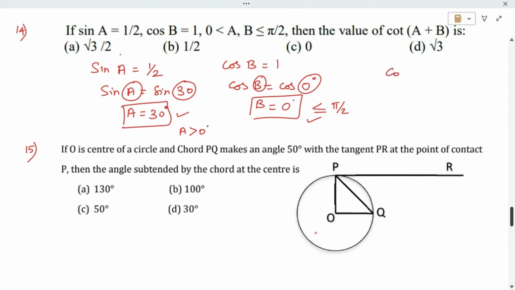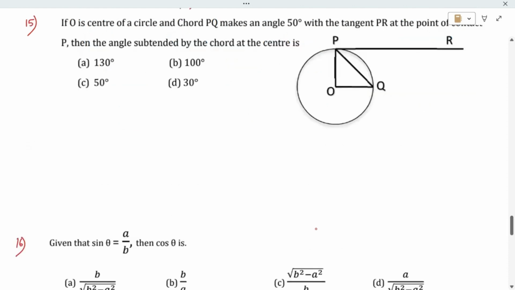I need to find cot of A plus B. So I'm going to substitute the degrees which I got for A and B here, which is 30 degree plus 0 degree. So cot of 30 plus 0 is cot 30 degree, which is root 3. The option D.